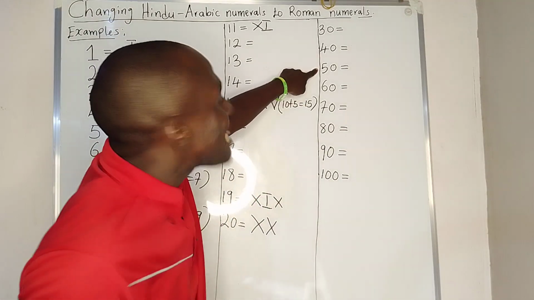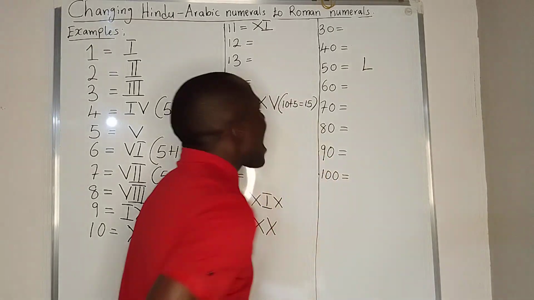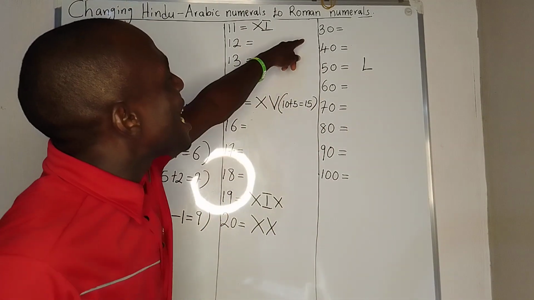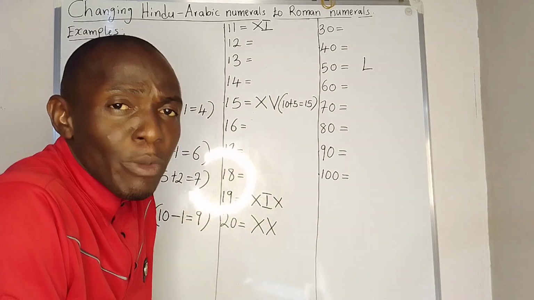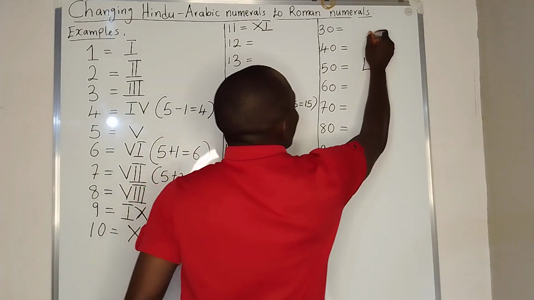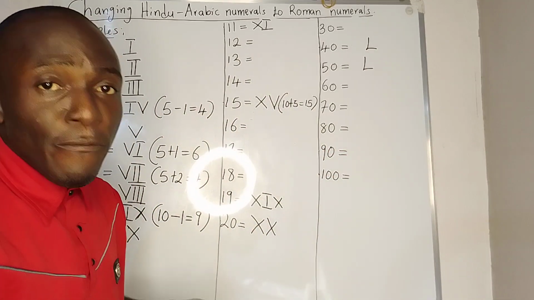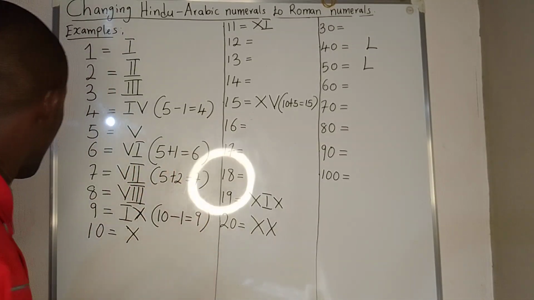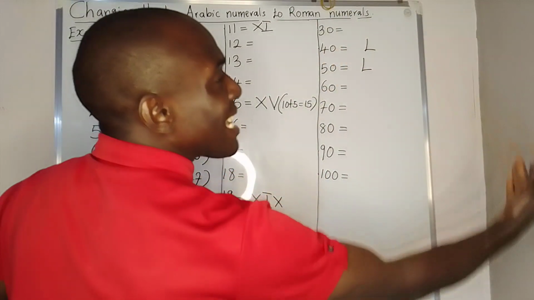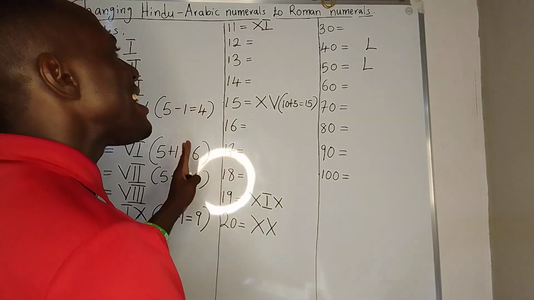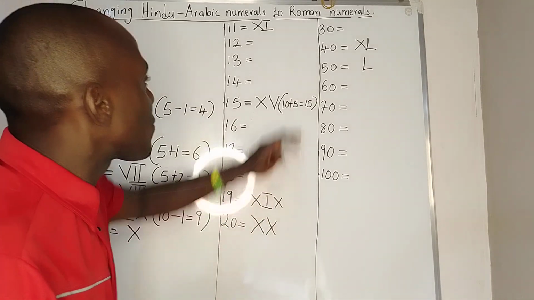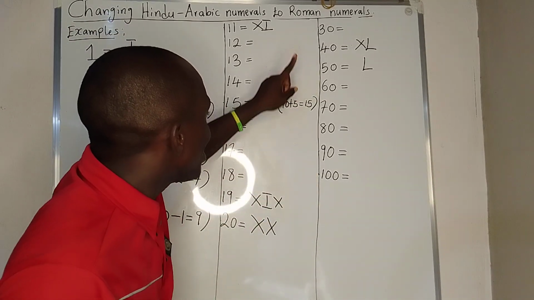Before I solve for 40, let's solve 50. My 50 is written as L. And to get 40, don't forget this golden rule. Whenever a smaller Roman numeral is placed before a bigger one, it is subtraction. But whenever that smaller Roman numeral is placed after, at the right-hand side, it signifies addition. So my 50 is L. What will I take away from 50 that will give me 40? I bet you it's 10. So where will I place it, at the right-hand side or the left-hand side? If I place it at the right-hand side, it means addition. But if I place it at the left-hand side, it signifies subtraction. So I place it here, meaning that I'm subtracting 10 from 50. That is 40.